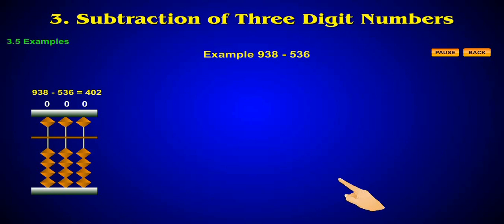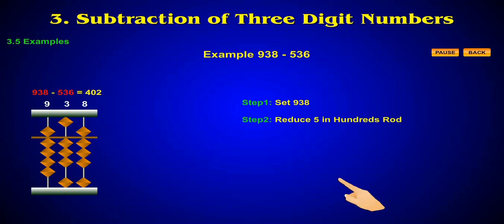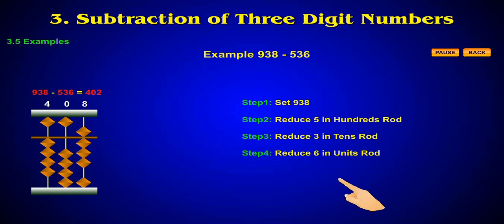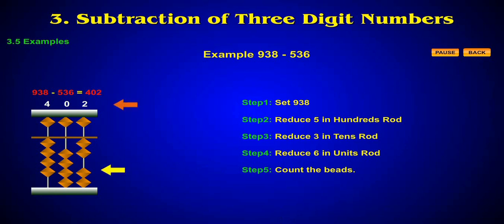Example: 938 minus 536. Step 1. Set 938. Step 2. Reduce 5 in hundreds rod. Step 3. Reduce 3 in tens rod. Step 4. Reduce 6 in units rod. Step 5. Count the beads.